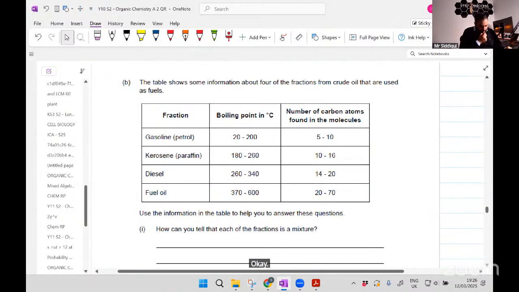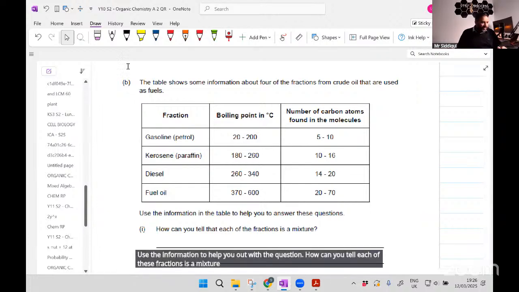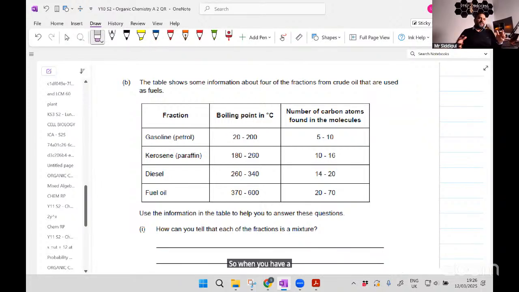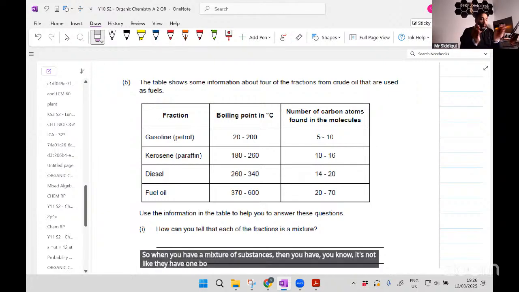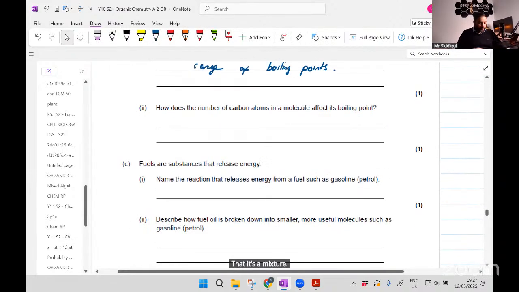Use the information to help you answer the question. How can you tell each of these fractions is a mixture? I think it's because it's got a range of boiling points. When you have a mixture of substances, it's not like they have one boiling point. A compound has one boiling point. If you have a mixture of things, then they've all got different boiling points. So the fact that there's a range of boiling points here should tell us that it's a mixture.